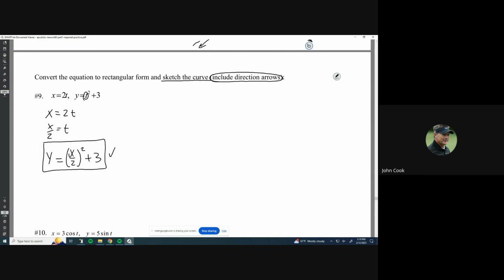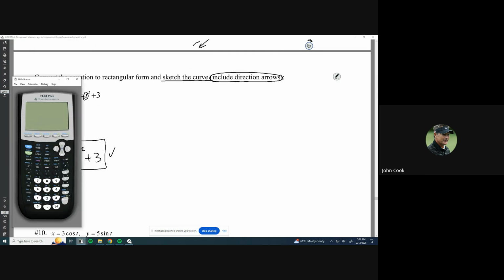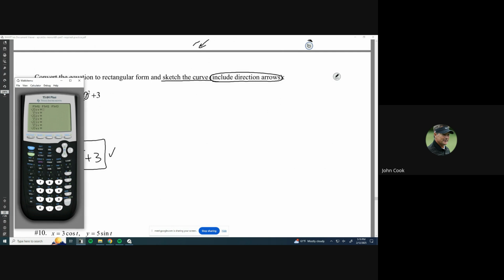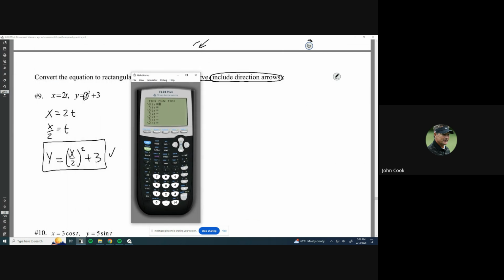Then we want to graph this thing out, so just use your calculator. On your calculator, first off, mine is in rectangular form, so I have to make sure that I put it into parametric form. So I hit mode, and then parametric mode. Now I can graph it out real easily. So x is going to be 2t, and then y is going to be t squared plus 3. I graph it out, and it looks like that.